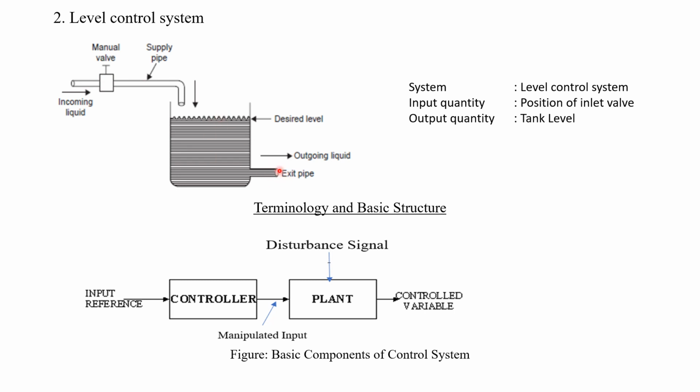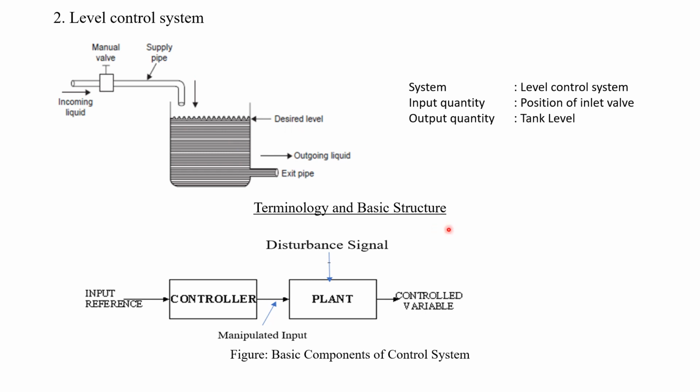In this case, if the exit valve is fully open, then the tank level will automatically reduce. If it is somewhat closed, it will automatically increase because of the inlet flow. In this way, we can say the level control system is an example of a control system.